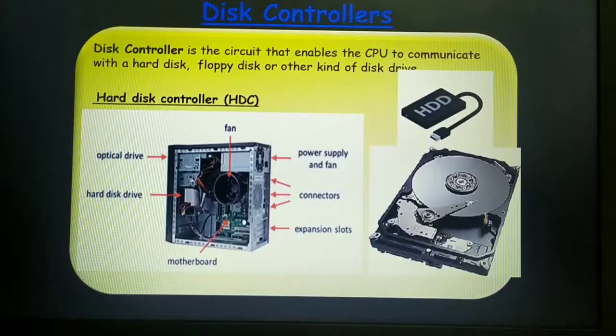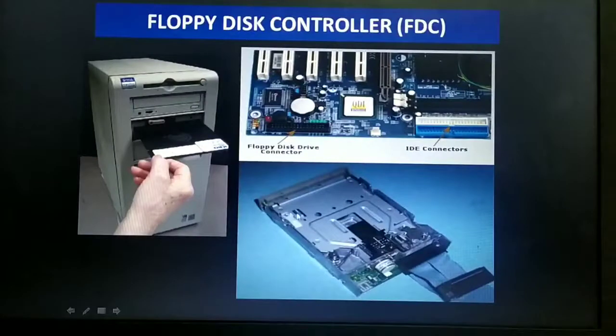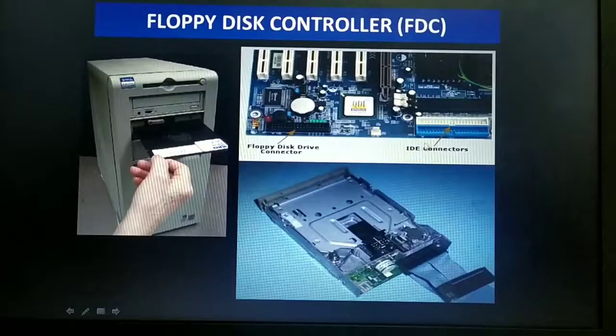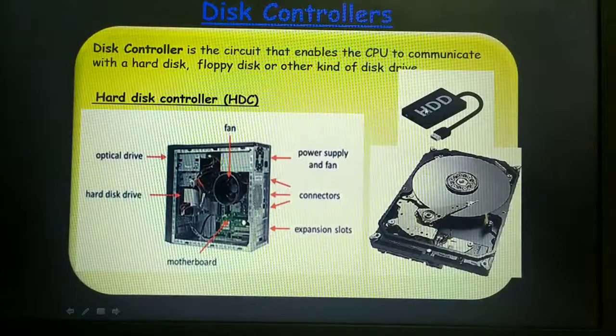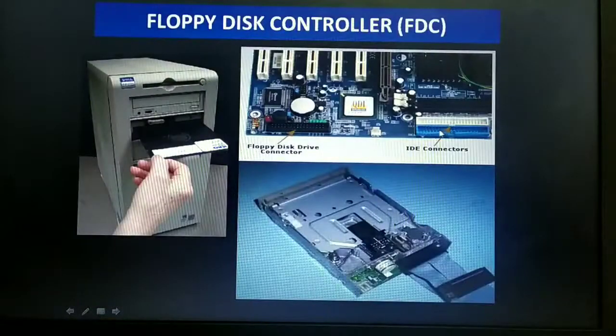So moving on to the next, the floppy disk controller. Now this is how the floppy disk control works. See, this is an IDE control, that 40 pin cable to the motherboard. This external hard disk is connected to the motherboard by using this 40 pin ribbon cable. And this is how it looks on the motherboard, the IDE connector. Here the connection will be made internally.